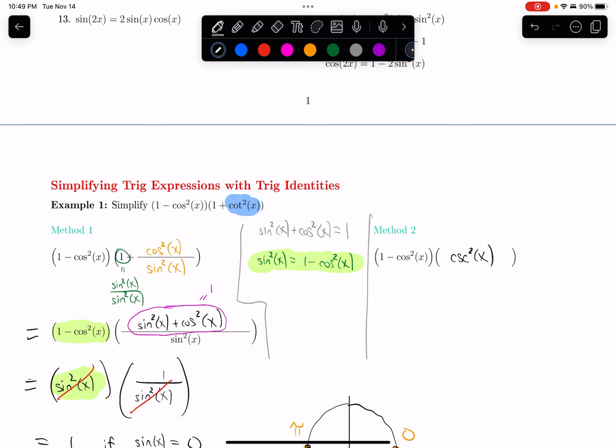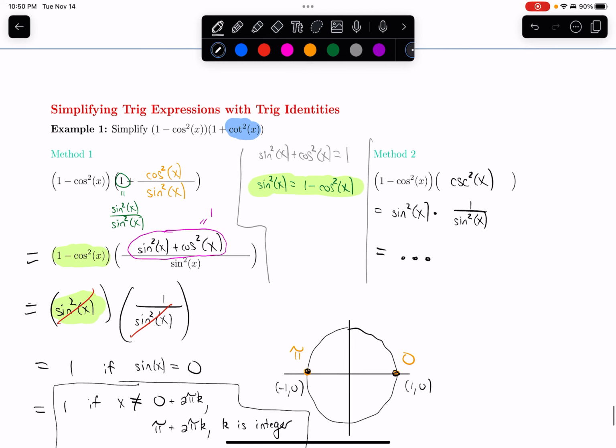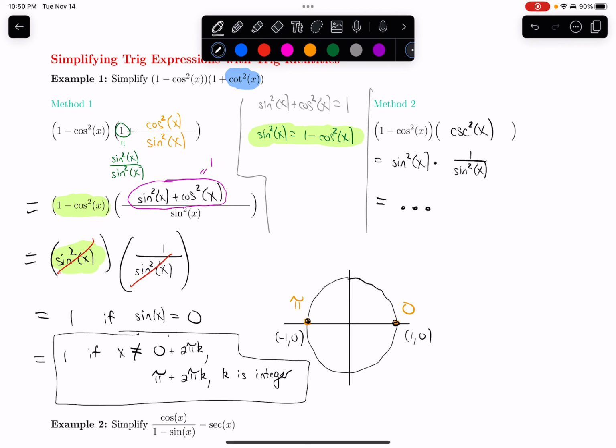And then from before, I know that 1 minus cosine squared, we did that over here, equals sine squared x. I've got sine squared x. And cosecant squared is 1 over sine squared. Now it's going to be exactly the same as before. The sine squareds are going to cancel, and I'll get 1. I'll just have to make sure to remember this domain restriction and think about what angles would have made sine equal to 0.